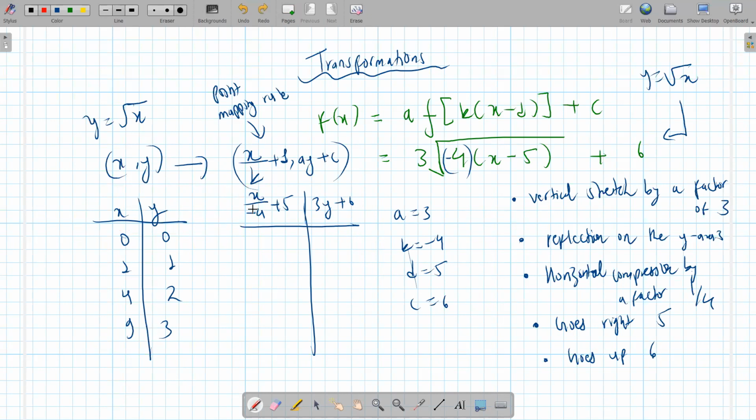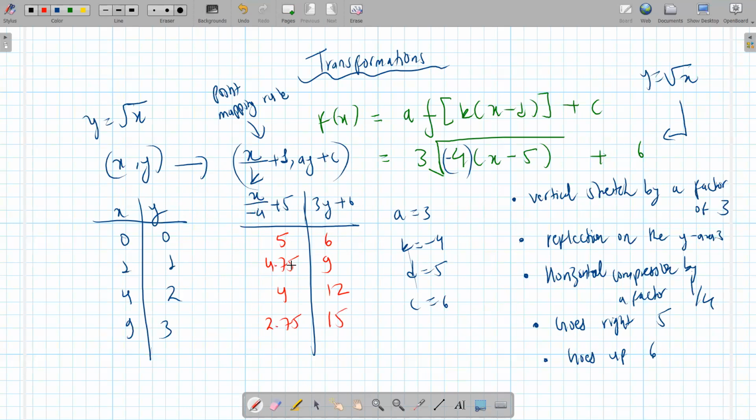So the first one, 0, 0, right? 0 over minus 4 is 0, plus 5, so that's going to become 5. And this one, 0 plus 6 is going to become 6. The next one, 1 over minus 4 is minus 0.25, plus 5 is 4.75. And this is going to be 9. And then you keep going. Minus 1 plus 5 is 4. 6 plus 6 is 12. 9 over minus 4 is minus 2.25, plus 5 is going to be 2.75. 3 times 3, 9, plus 6, 15. There we go.